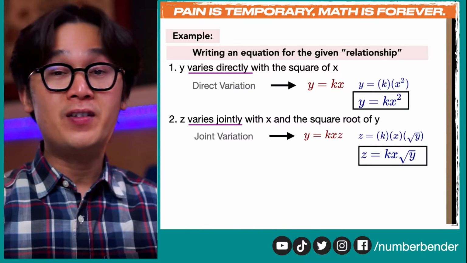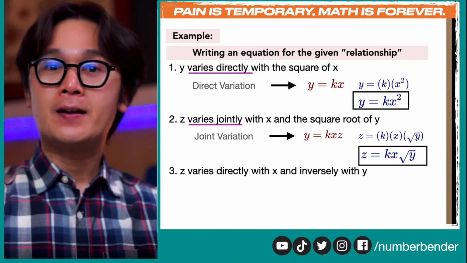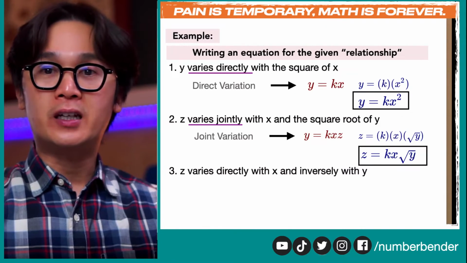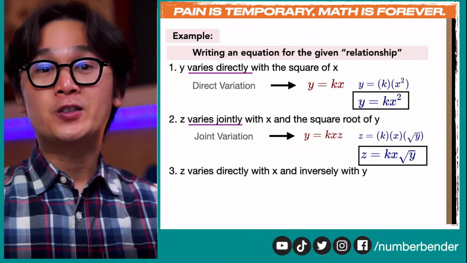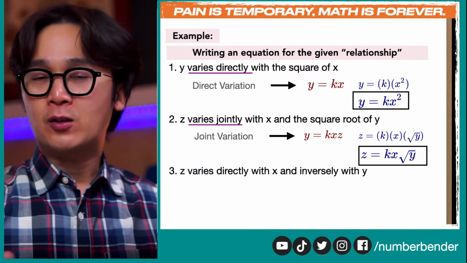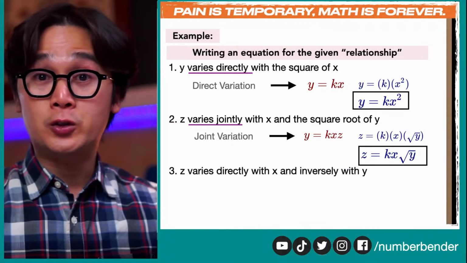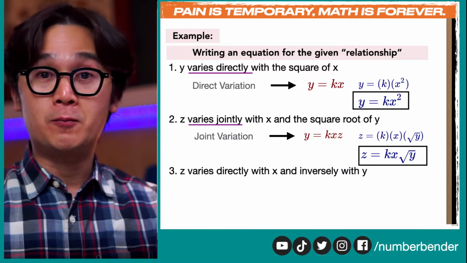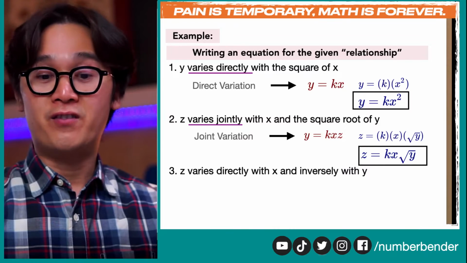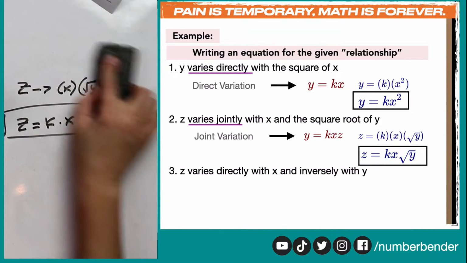And for our third example, we have z varies directly with x and inversely with y. So not only that we're working with two variables that will result to our output z, we're also working with two types of relationship, which is direct variation and inverse variation. So let's translate this into its algebraic form.